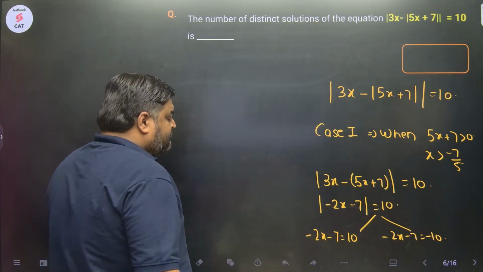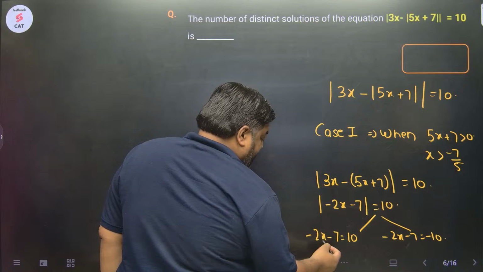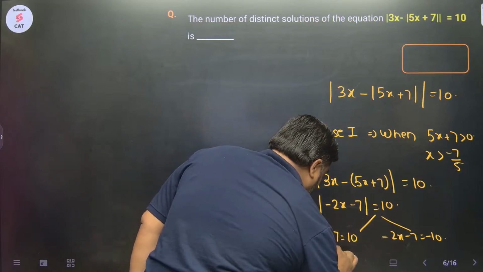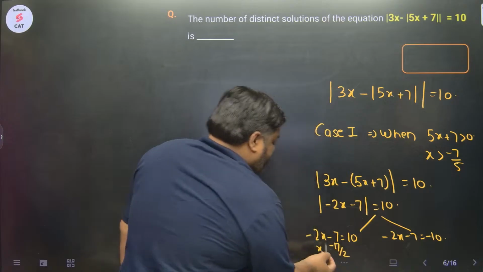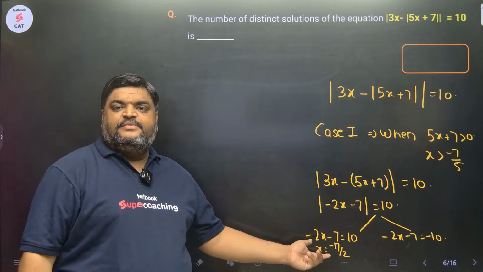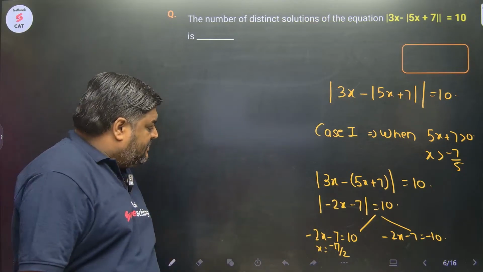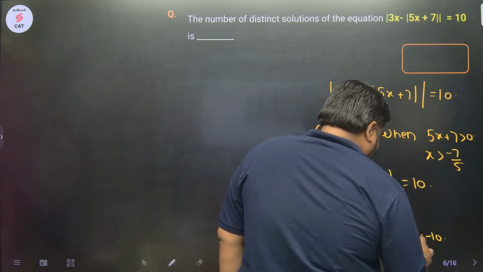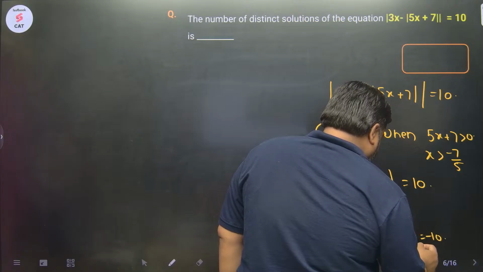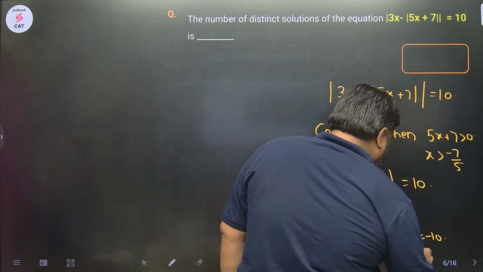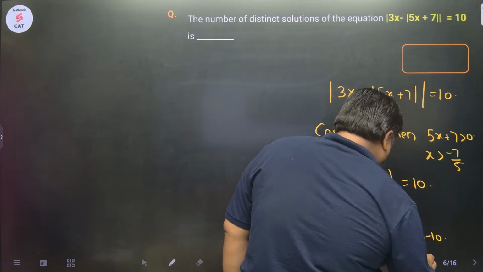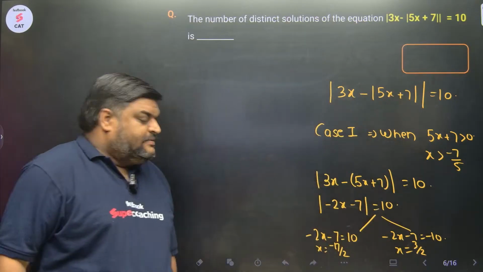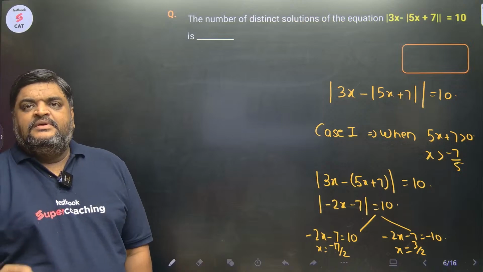Right? Now, this equation gives me 2x को right side ले जाओ, x is equal to minus 17 by 2. So first case gives me minus 17 by 2. Sorted? And second case gives me x is equal to, or 2x is 3, so x is 3 by 2. Right? X is 3 by 2.